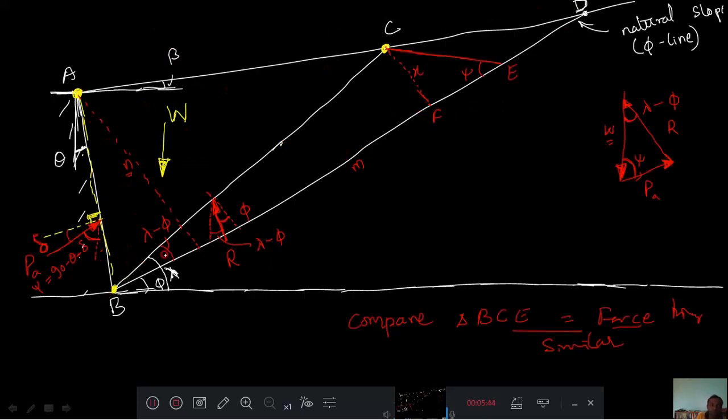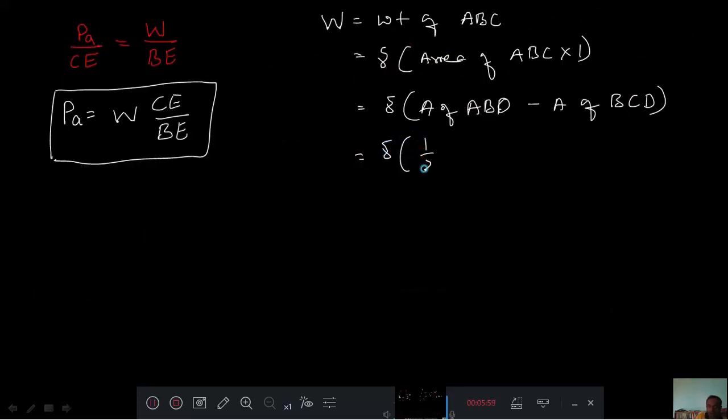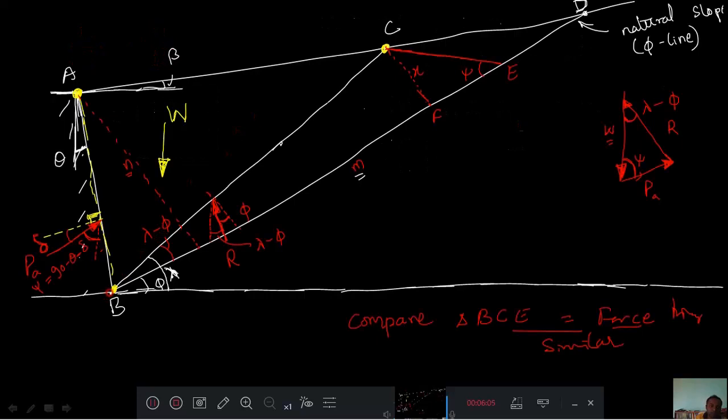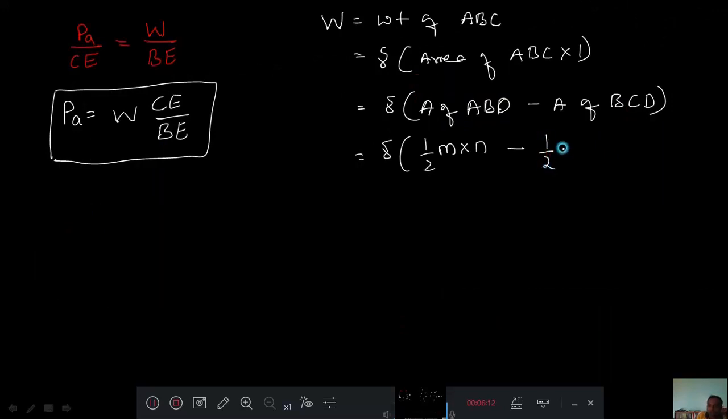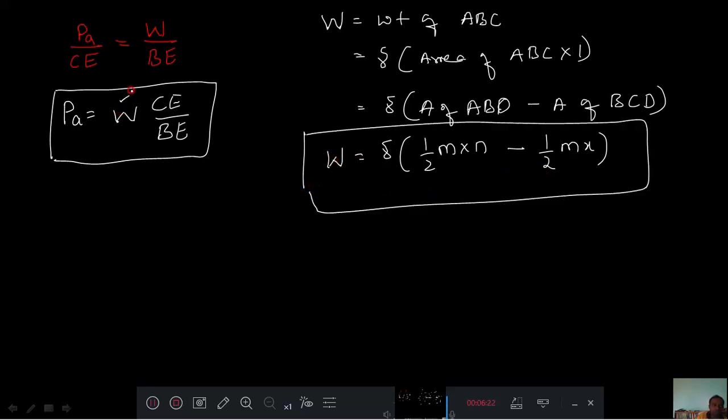What is the area of ABD? The perpendicular line is N, therefore half into base into height. Half into base M and height N, so gamma into half into base into height, minus BCD. Here you can see half into base M and height X, so half into base into X. Now I got this; this is your W. One parameter is obtained.